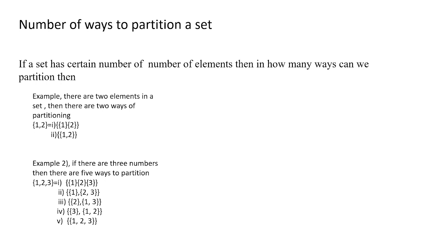So, first, why Bell number? If we have a certain number of elements in a set, then in how many ways can we partition that set? This can be answered by the Bell number, as we can see in an example here. If there are two elements in our set, then we can partition it in two ways, as in these two examples. And if there are three elements, then we can partition it in five ways, as shown.